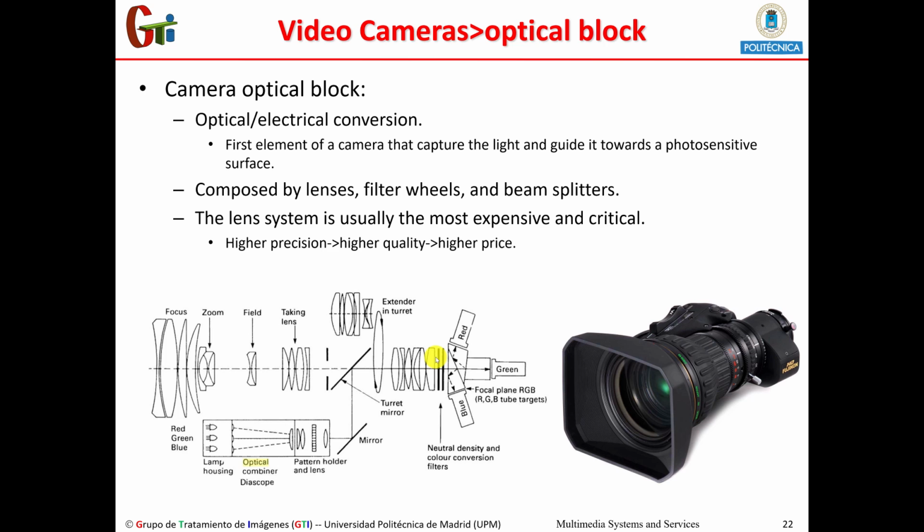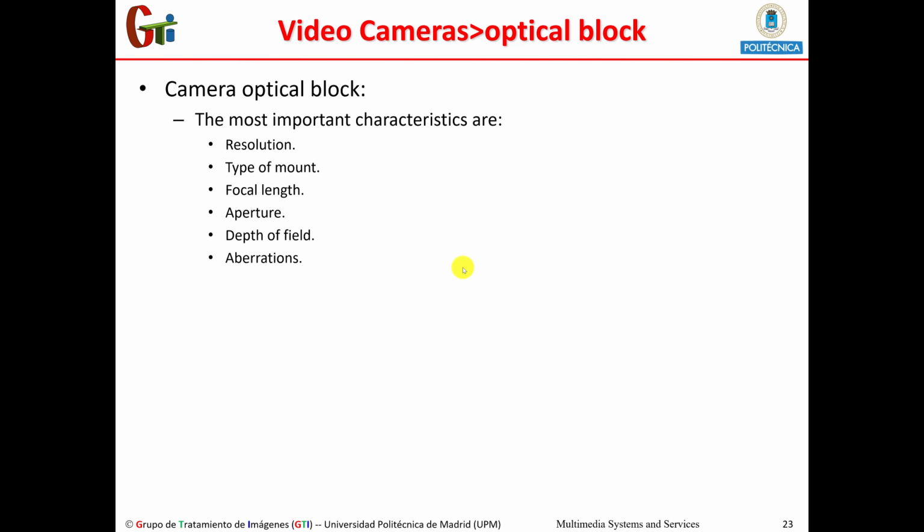This optical block is usually the most expensive and critical. Why? Because to produce high quality images, high quality pictures, we need the optical block to have a very high precision. What it implies in order to have a high quality, and this implies a high price. We will see different characteristics of the optical block: resolution, type of mount, focal length, aperture, depth of field, and aberration.